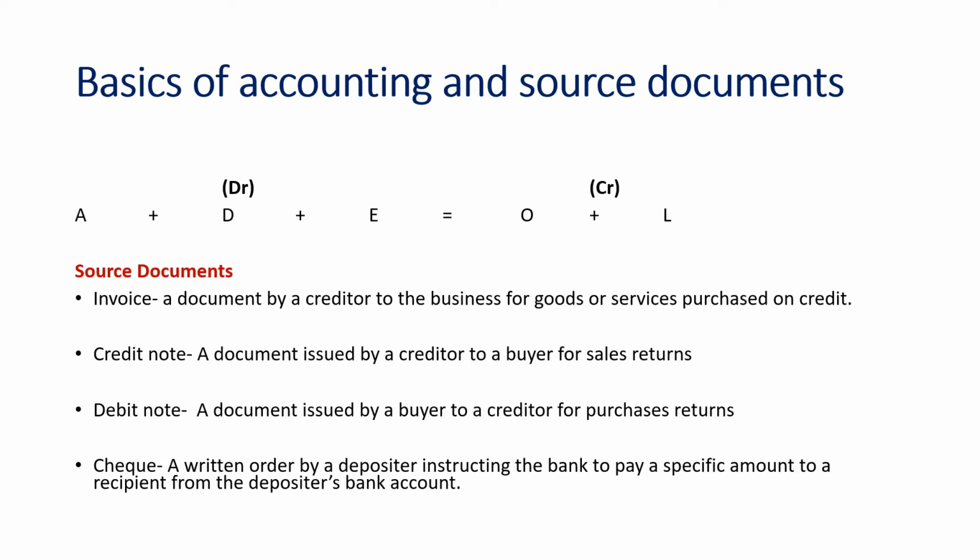It's written by you, the business, returning goods to the buyer. You write a debit note, and when you give that debit note to the creditor, as per example, which is our farmer, the farmer will give you a credit note acknowledging your request. I hope this is clear.